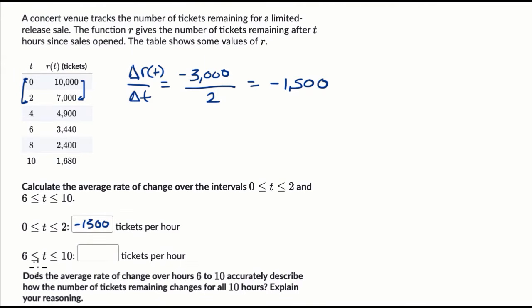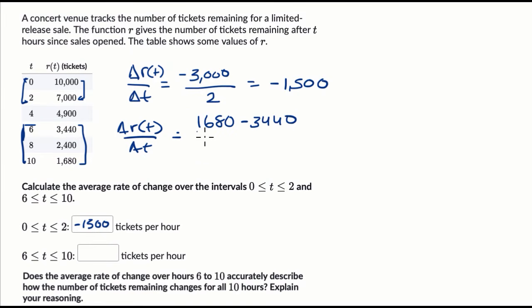Now let's do the same thing between 6 and 10. So that's over this period right over here. It's the same notion, change in R of t over change in time. What's change in R of t? Well, R of t goes from 3440 to 1680. Actually, I should do the ending point first. So it's really 1680 minus 3440, and the time, our ending point is 10 hours minus 6 hours.